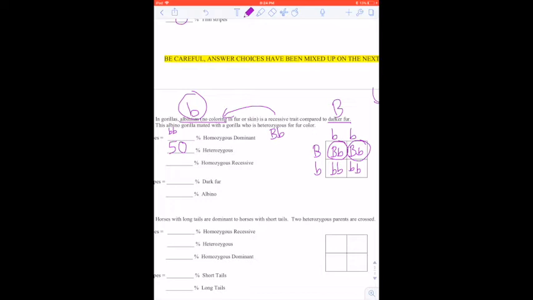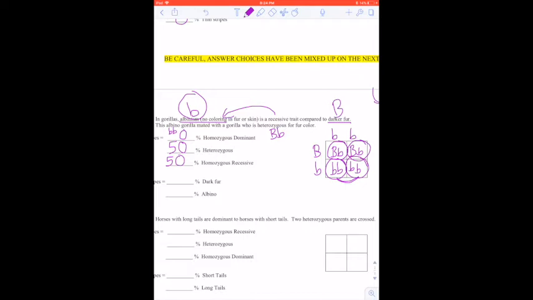Then the next set of boxes I see a lowercase b, lowercase b. Those are the same as each other, so I know it's homozygous. I have two choices though, homozygous dominant or homozygous recessive. Since these are lowercase letters, I'm going to call it homozygous recessive. There's another box like that as well, so these two together make up my homozygous recessive 50%, which means I have none that are homozygous dominant.